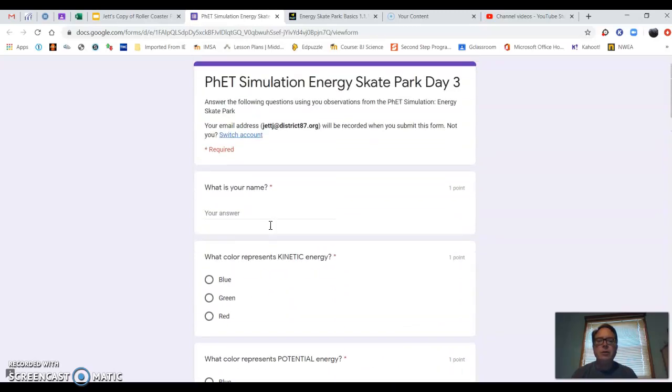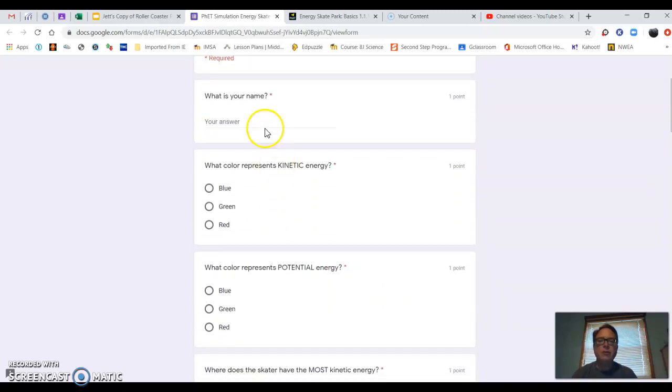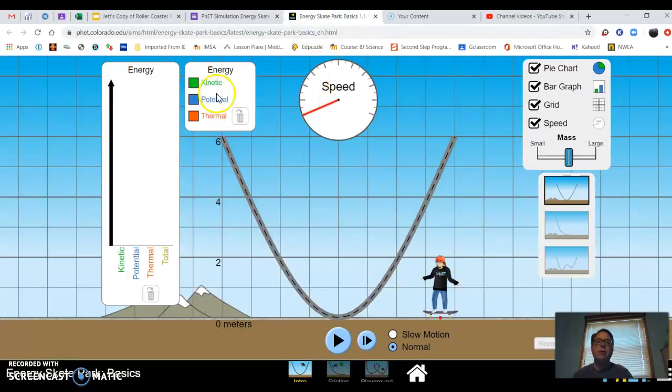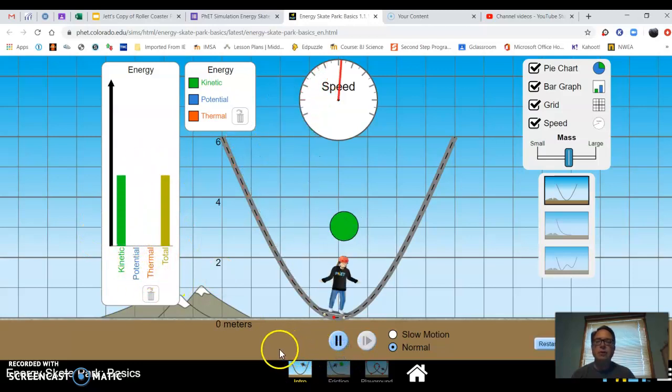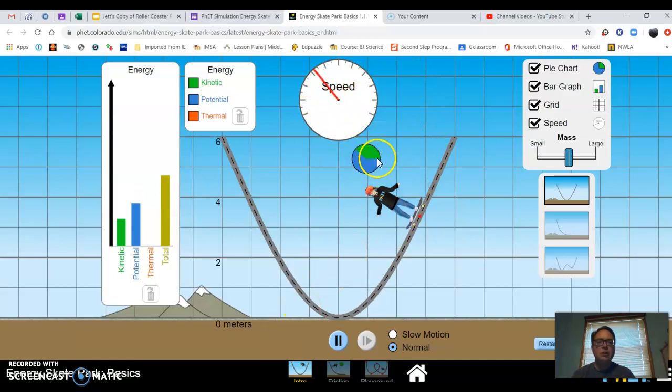All right, and then over here we have some general questions. First your name, and then over here talking about what was the color of the kinetic energy and what's the color of the potential energy. So if we go back to the energy skate park over here, this is what we're talking about at the top of the page. Energy, kinetic energy, and potential energy. Also, if you put your skater back on, you're going to see how those different colors change over here in the bar graph. So there we go. Also on the pie chart, see what those different colors mean.